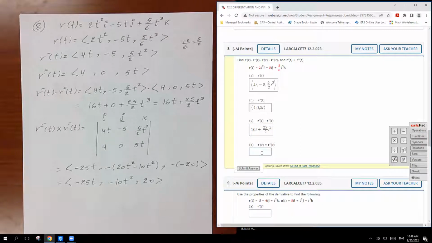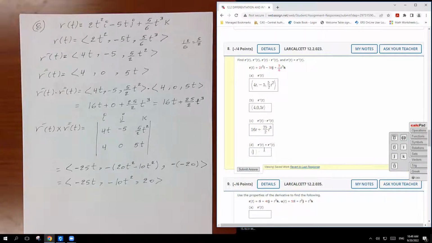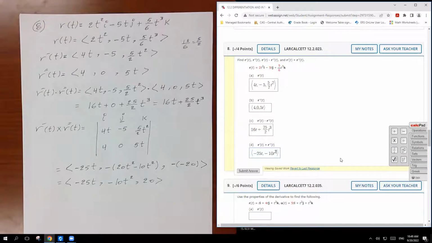The cross product, you can write down as a vector, you can write down as not a vector, so it's going to be negative 25t, comma, negative 10t squared, and comma negative 20. That's it for this example.